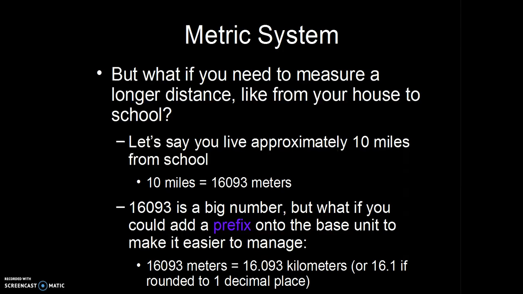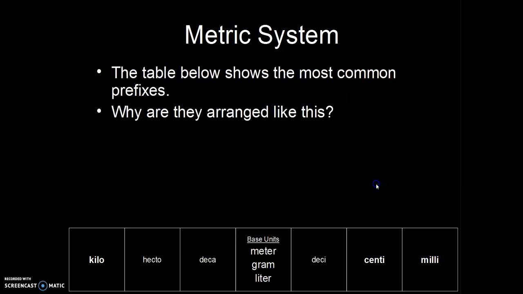So we can modify that with kilo, as we can see down here. And we can see that 16,093 meters is equal to 16 and just a little bit extra, 0.093 kilometers. You could round that to 16.1, and it's a much smaller number. So what we've done, we've made our unit larger by adding kilo to it to make the number smaller and more manageable for us. Okay, we'll see some more examples of that in a little bit.